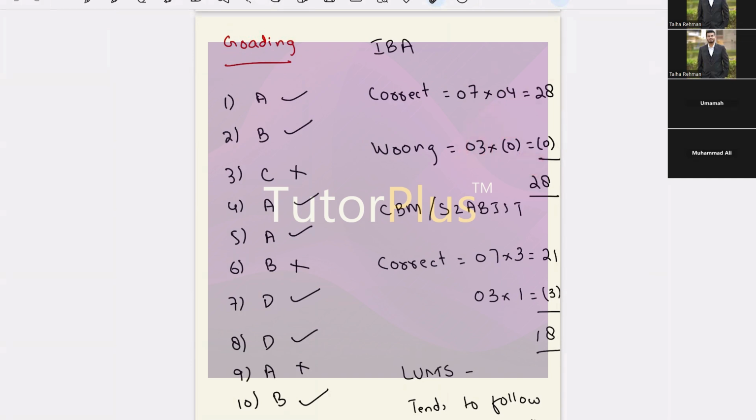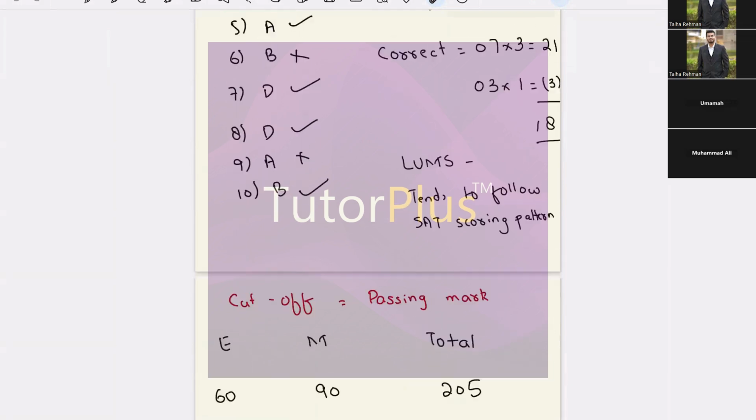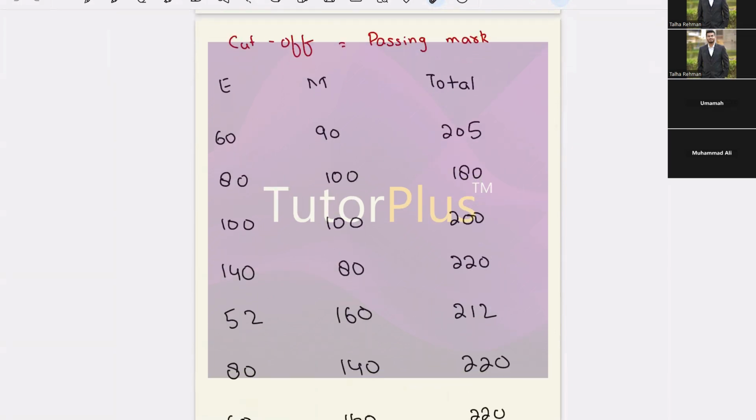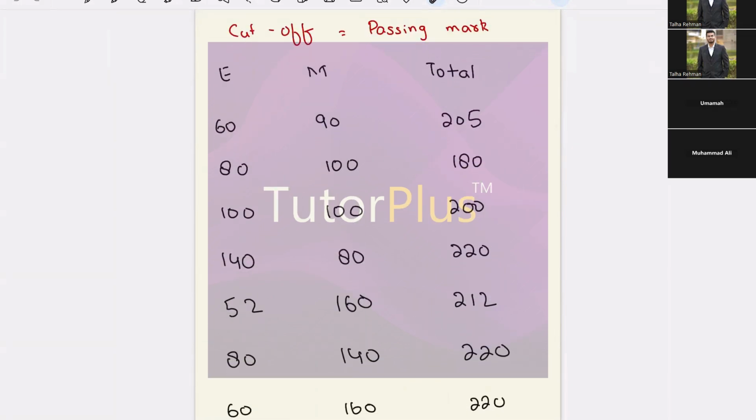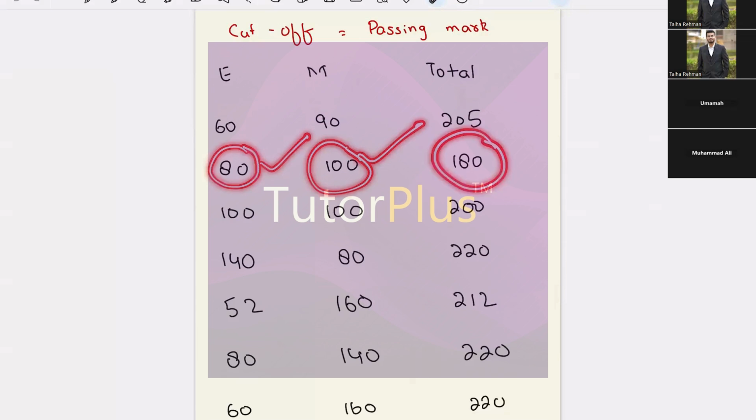And there's another thing that we call the cutoff. Cutoff basically means passing marks. Let's just say IBA would say that this is the cutoff: you need 60 in English, 90 in maths, and 205 should be your total score. So you should be able to clear the cutoff for the three sections. If you clear the English cutoff and the maths cutoff, but you do not meet the total cutoff, you will in a way fail the IBA test.